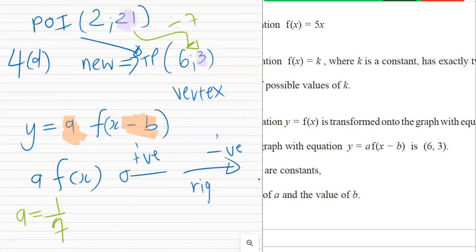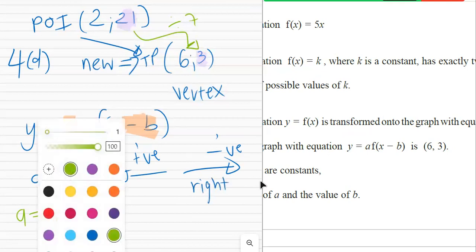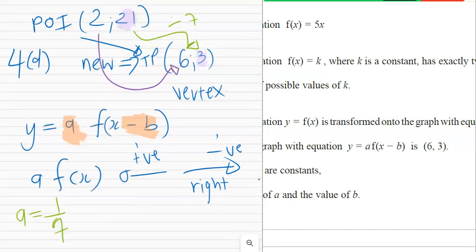So it's gone right. And so you've got to ask yourself, how much to the right has it gone? From 2 to 6, it's gone by 4 to the right. So then our b must be equal to plus 4. Now, of course, if you write it in here, it would be minus 4, but b's actual answer is just this. So b is plus 4.